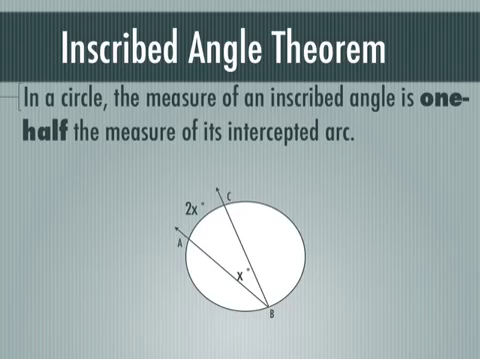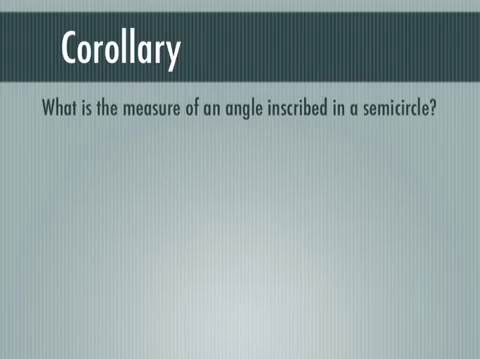How many degrees are in a semicircle? 180. So if you inscribe an angle inside a semicircle, what's the measure of that angle going to be? 90, because it's going to be half of 180. So if this arc was 60, this angle would be 30. If it was a 180 degree arc, half of that, an inscribed angle would be 90. That's our next slide.